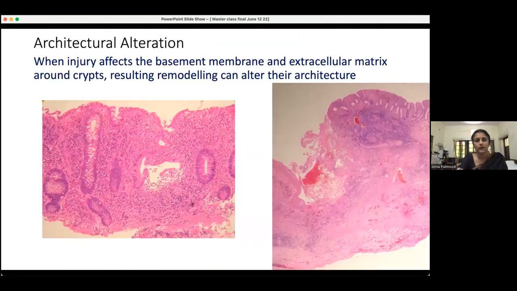So when injury goes beyond the epithelium, when it affects the basal membrane and the connective tissue around it, then the crypts can get remodeled. So remodeling can happen in individual crypts, like you see here. One particular crypt has been significantly damaged and it's got broken up. And when it regenerates, the shape of this crypt will be quite altered. Another time when there's significant architectural alteration is when there's extensive ulceration. And when the mucosa regrows, it may not grow back with the correct architecture.